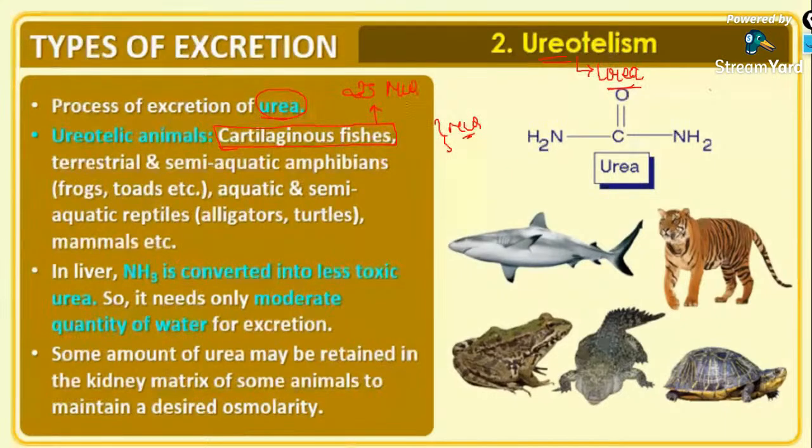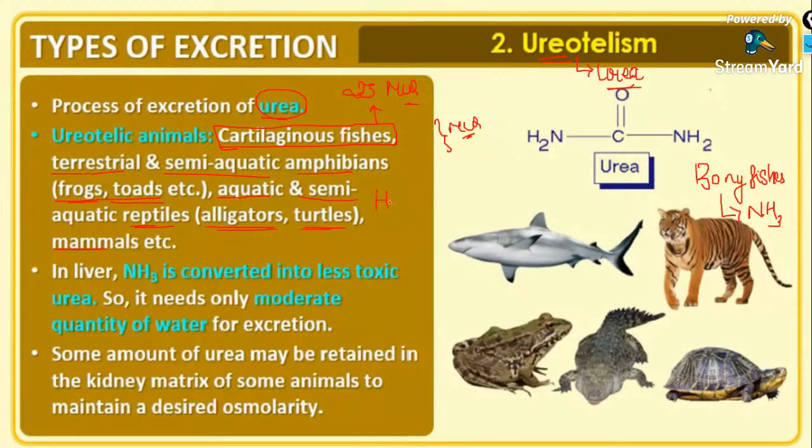You have to identify this difference. Bony fishes excrete their nitrogenous waste in the form of ammonia, but cartilaginous fishes excrete only in the form of urea. Then terrestrial and semi-aquatic amphibians such as frog and toad. Then aquatic and semi-aquatic reptiles such as alligators and turtles, and mammals. All these excrete nitrogenous waste in the form of urea.